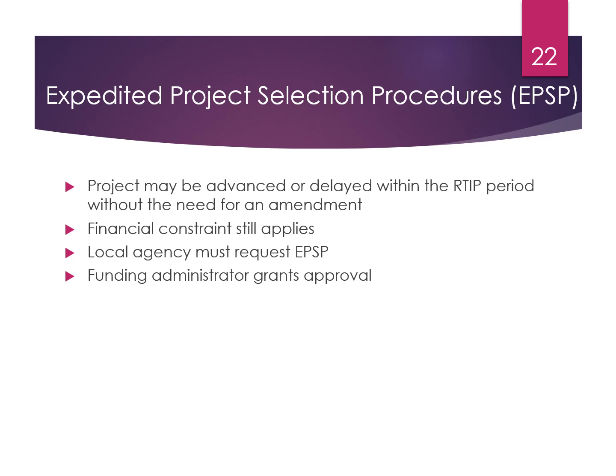Note that financial constraint still applies. As a local agency, you must request EPSP, and the funding administrator grants approval. Examples of a funding administrator, such as for HBP and HSIP, would be Caltrans.